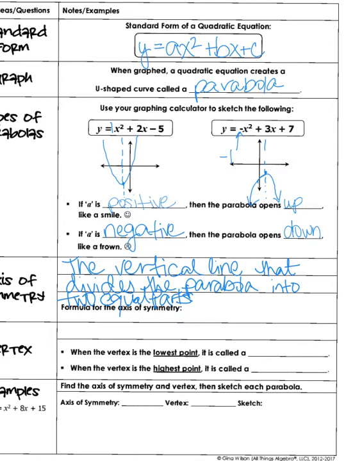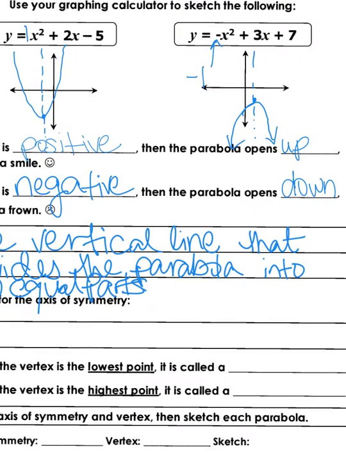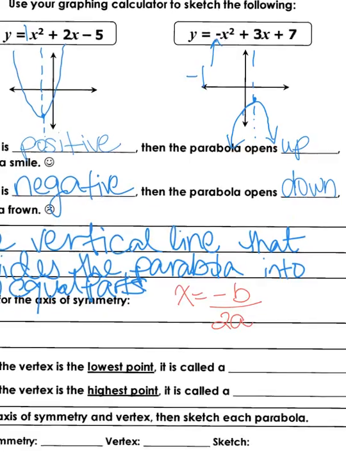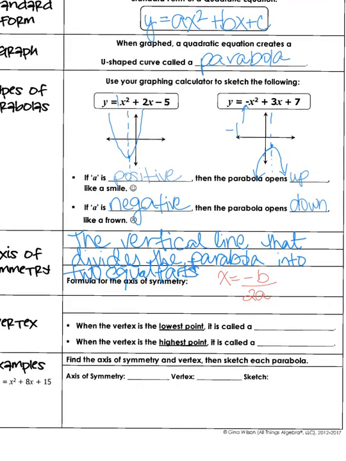So the formula, we're going to be referencing this a lot. The formula to find the axis of symmetry, let me do that in red so it's more noticeable, is x equals negative b all divided by 2a. So see why I wanted to remind you guys about the standard form of a quadratic equation.